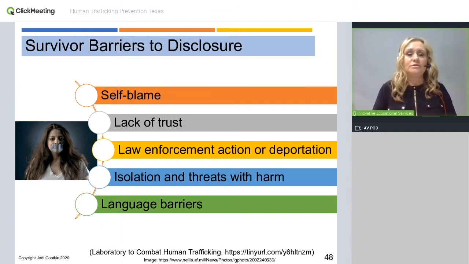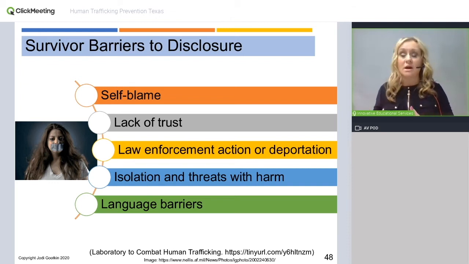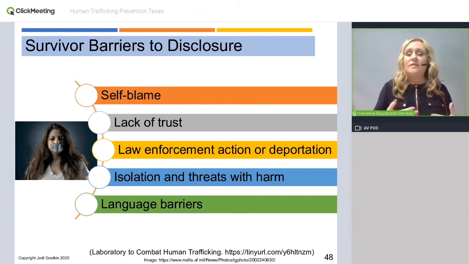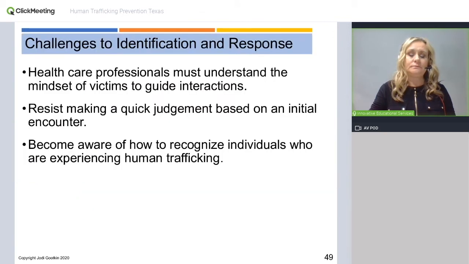There are several barriers to disclosure for individuals who are victims. They may not self-identify. Oftentimes they do not, for many different reasons: they blame themselves for being in the situation, they don't trust that anyone would believe them, or they have concerns about legal consequences for what they've been involved in or their immigration status. And the force, fraud, and coercion may be preventing them from self-identifying. This presents challenges to identifying and responding to potential victims.